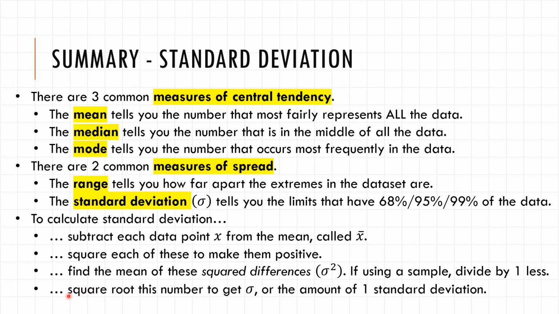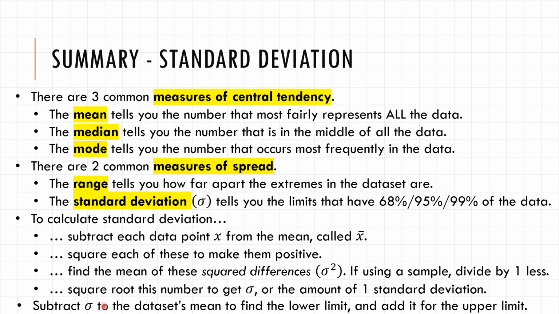Once we have that number, that variance, we will square root it to get the standard deviation. This sigma means standard deviation. And that is the amount of one standard deviation. We would subtract this from the mean of the data set to find the lower limit, and we can add it to find the upper limit. So we would create a range of data where 68% of the data would fall within that, or within 2 standard deviations. If we do this twice, 95% of the data will stay within it.